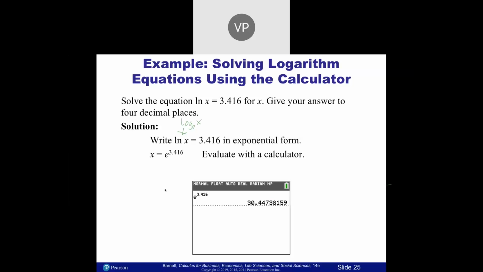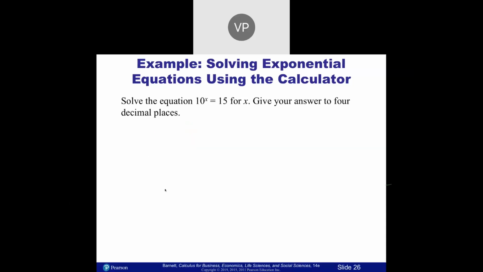And then there's also a button on your calculator for e to the x, which we talked about last time. You plug in the 3.416, hit that e to the x button, and you get the 30 that you see right here. Okay, so a couple more, then I want to get to the homework.